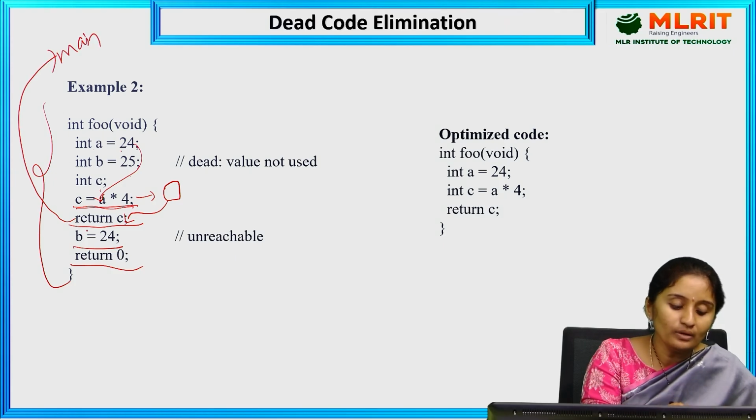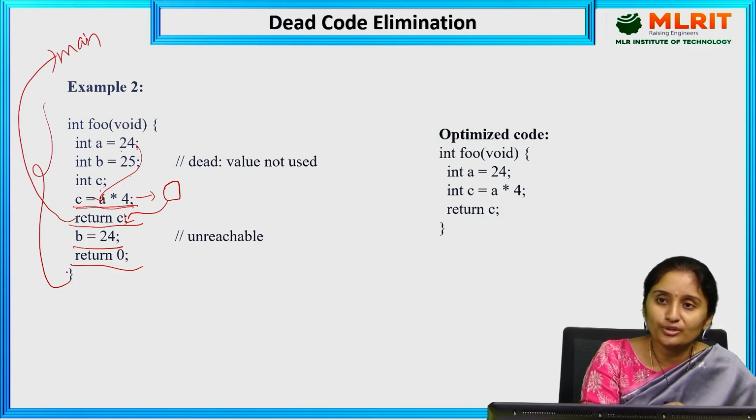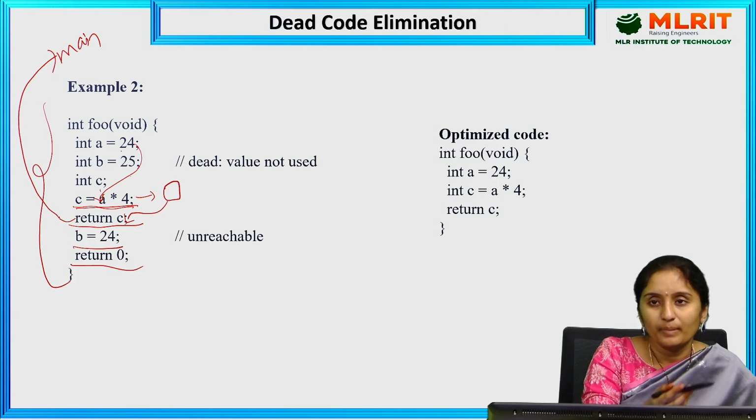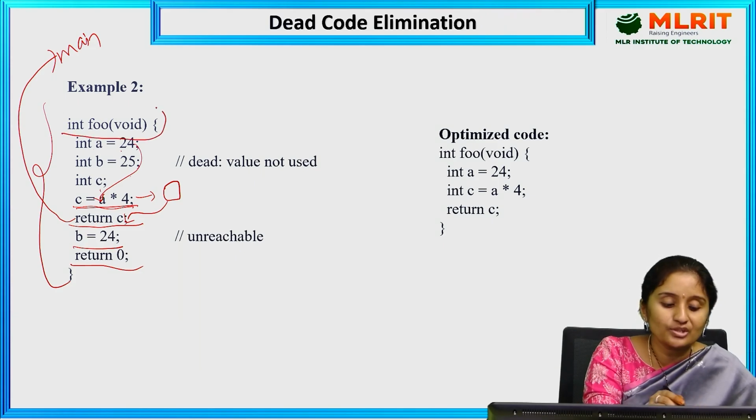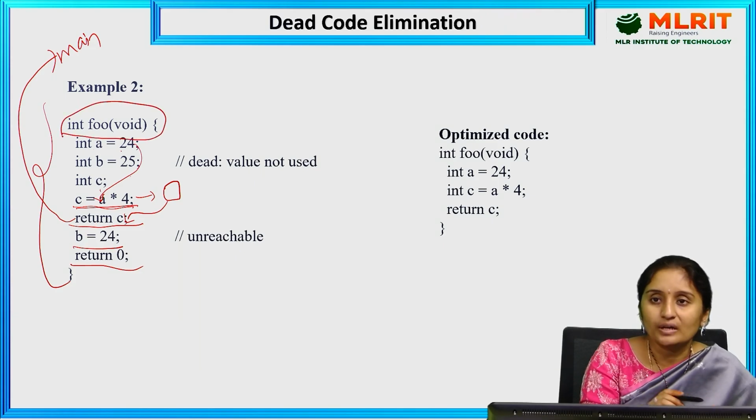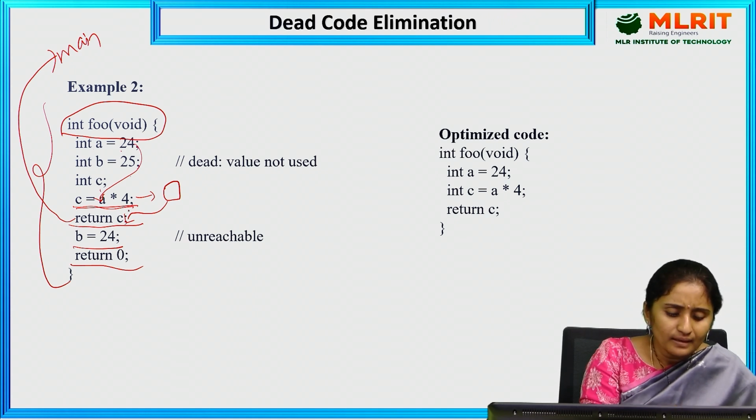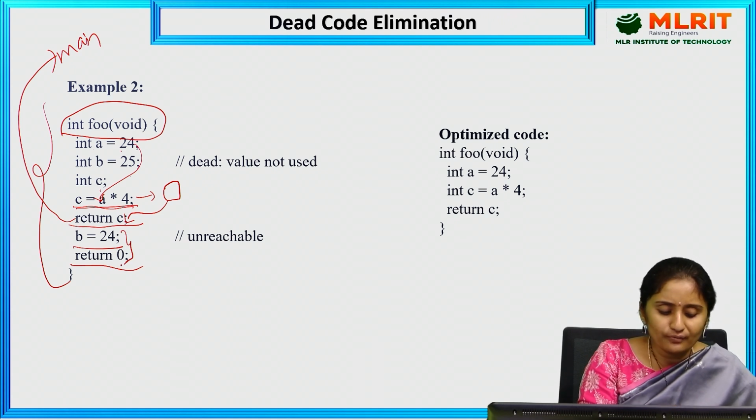The return statement is going to return this output to the main function, where this function is called. Where the foo function is called, there this return statement is moving. And here these statements, b equal to 24 and return 0, these two statements are never going to be executed here.